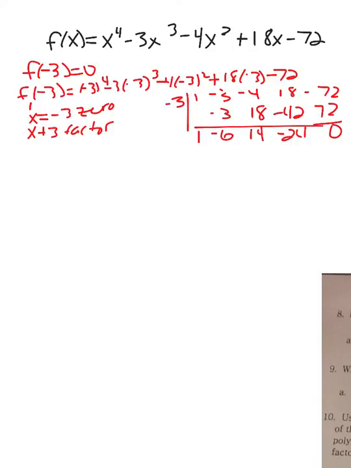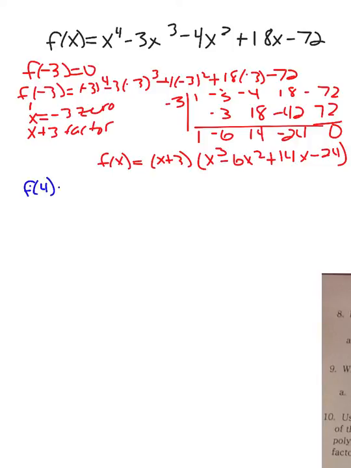Now my function is f of x equals x plus 3, which is a factor, times x to the third minus 6x squared plus 14x minus 24. Now I need another zero to break it down a little bit more. So I'm going to do f of 4. I plug 4 in, and that comes out to be 0. So x equals 4 is a zero, and x minus 4 is a factor.